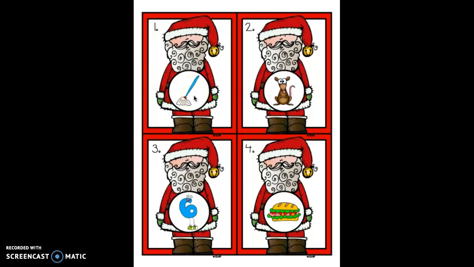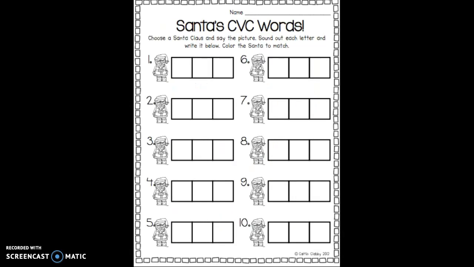This is a mop. You're going to say the word and stretch out the sounds. Mop. M, A, P. Mop. Then you're going to write the word below. M, A, P. Mop. Write the beginning, middle, and ending sound.